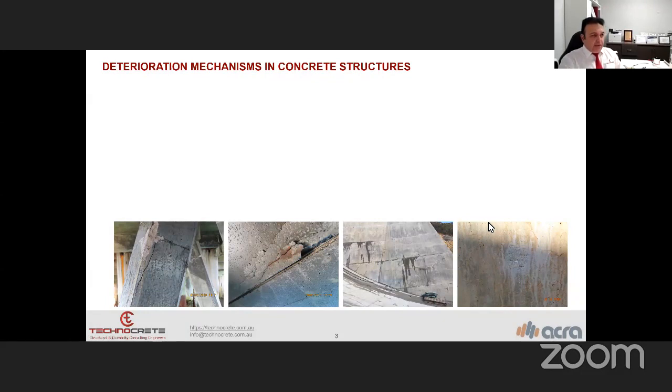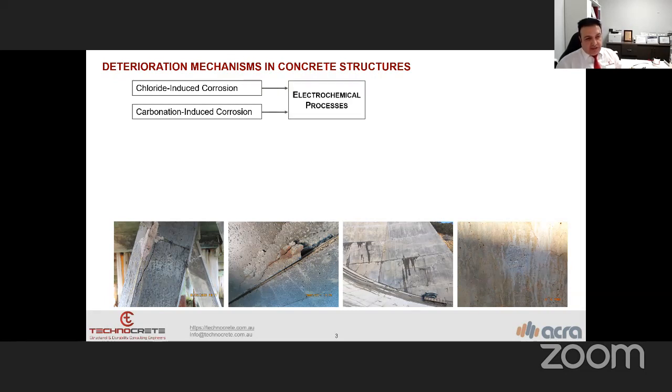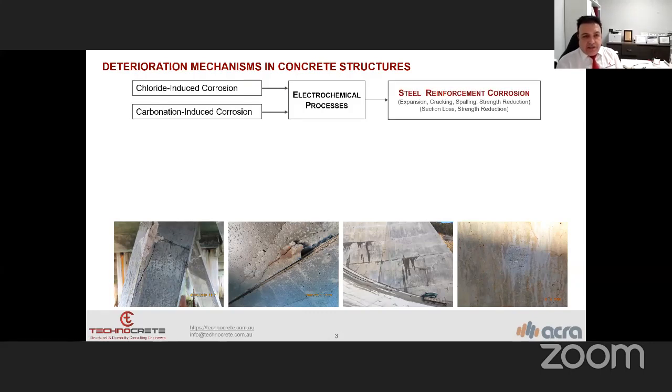Very brief about the deterioration mechanisms in concrete structures. We have three main mechanisms. Chloride-induced corrosion and carbonation-induced corrosion are categorized as electrochemical processes because both of those mechanisms will result in the corrosion of steel reinforcement. The outcome is the expansion of the reinforcement, cracking, spalling of the concrete, section loss, and strength reduction. This is for both steel and concrete. It starts with the steel reinforcement corrosion and reduction of the diameter, and then concrete spalling as a consequence.